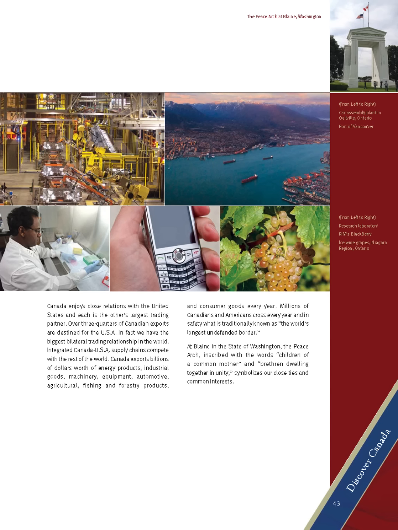Millions of Canadians and Americans cross every year, and in safety, what is traditionally known as the world's longest undefended border. At Blaine, in the state of Washington, the Peace Arch, inscribed with the words "Children of a Common Mother" and "Brethren dwelling together in unity," symbolizes our close ties and common interests.